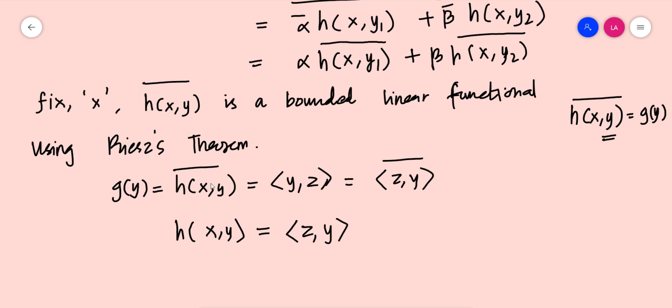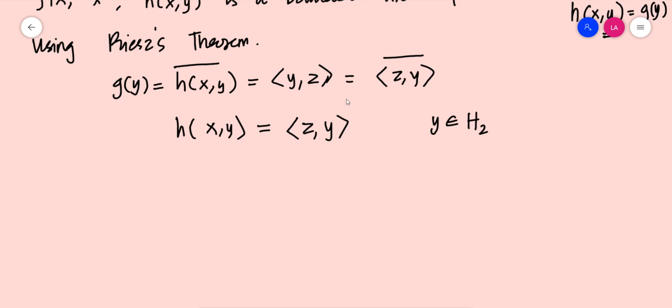This representation is obtained since x is kept fixed and h is linear with respect to the second component. Using Riesz's theorem, this form is possible. Now use the property of inner product. Now we have obtained it like this, where x belongs to the first component and y belongs to the second. So x belongs to H1 and y belongs to H2. Now since x is fixed, this operation is being carried out on H2.